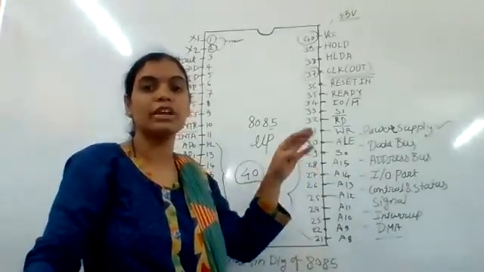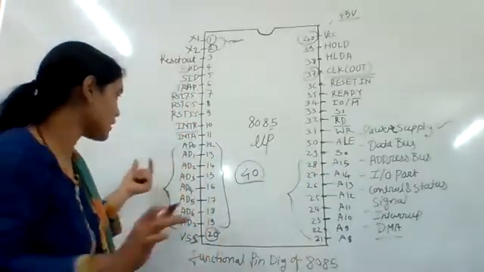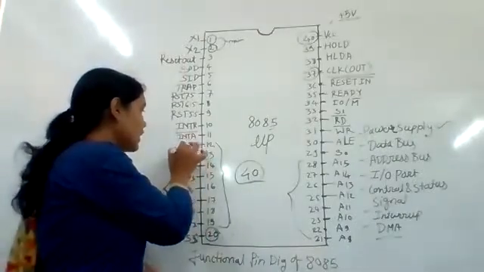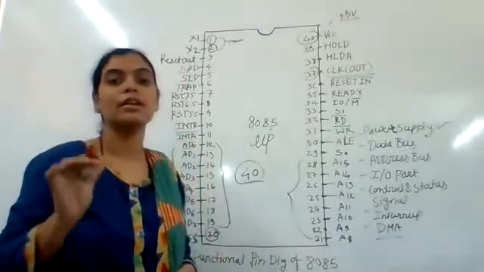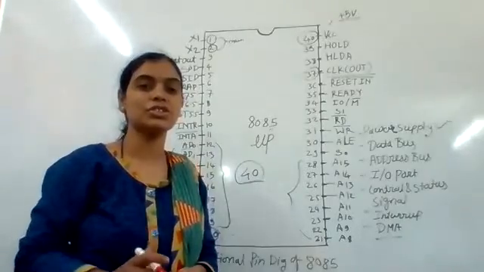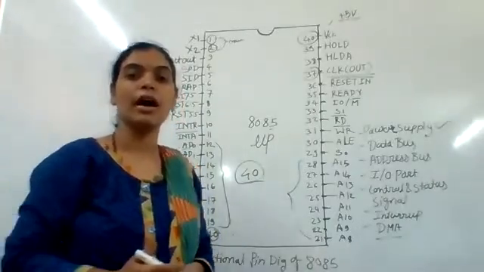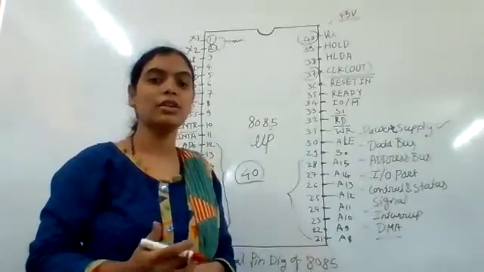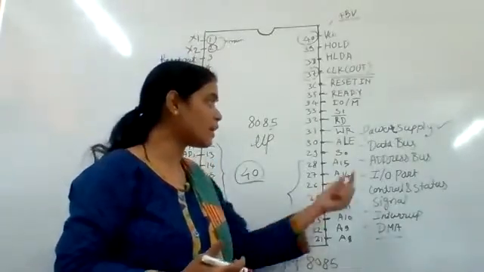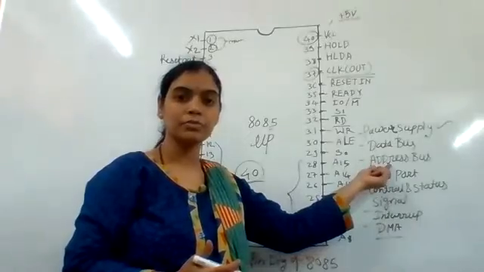These are used to carry the address of data and instruction from the processor to the memory location, and are unidirectional in nature. The address bus is unidirectional in nature.